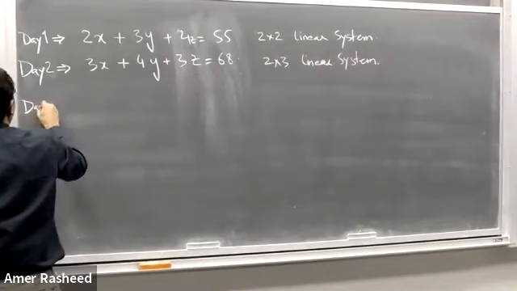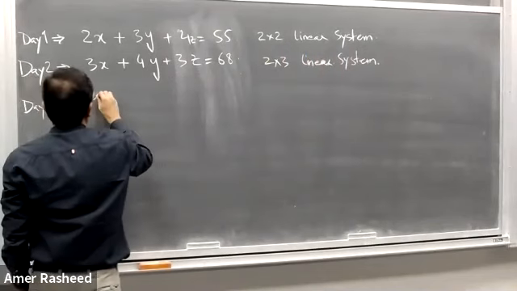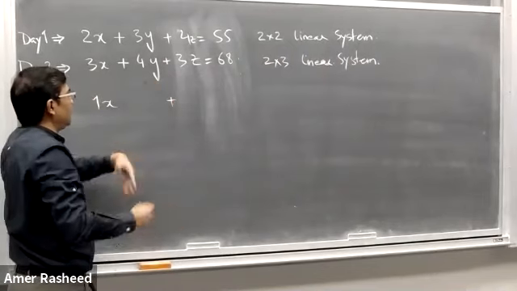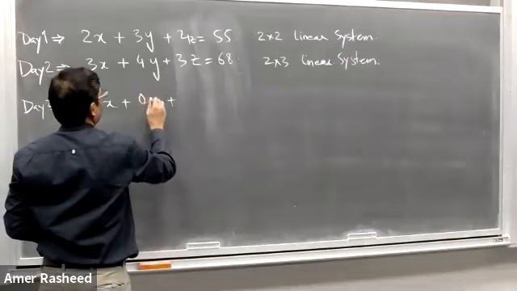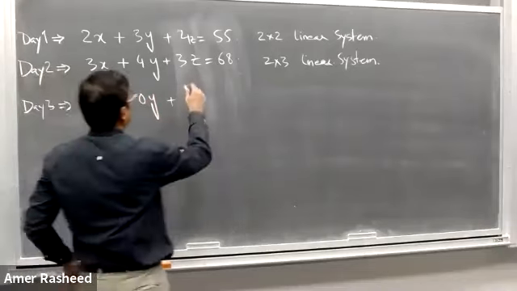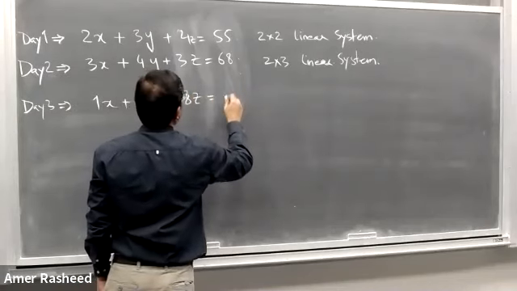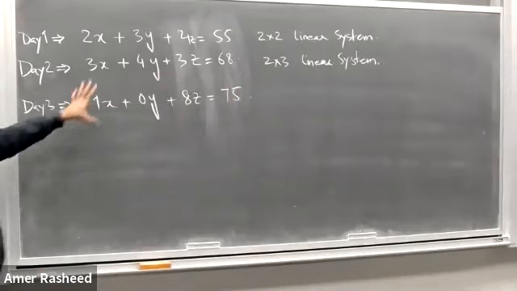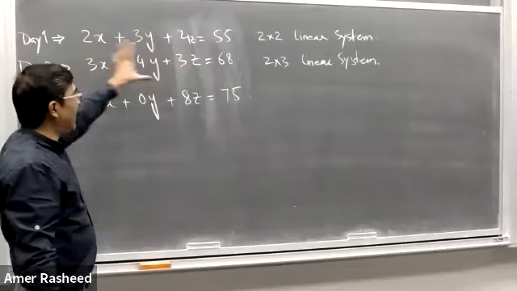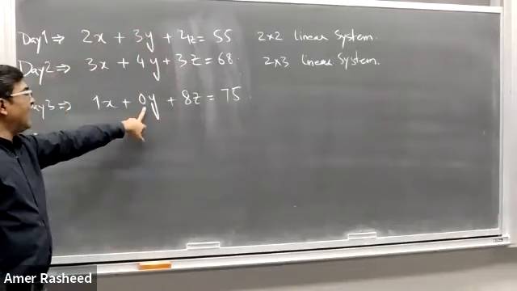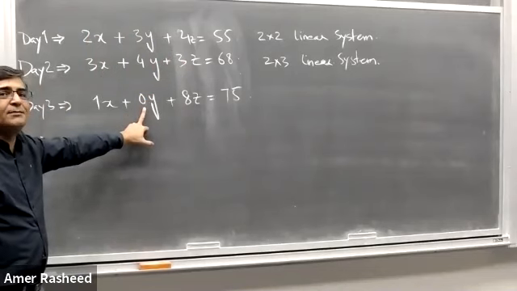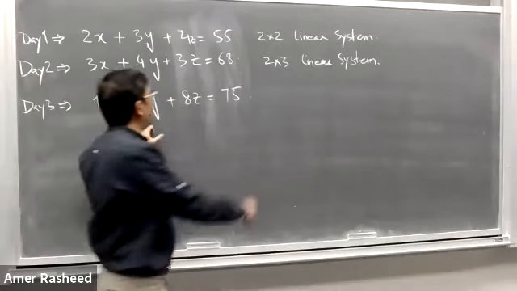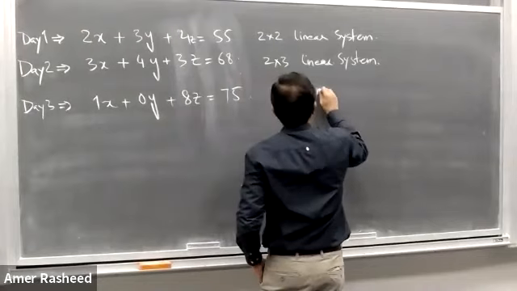If you go another day, day 3, for shopping, you buy 1 banana, you don't buy any apples. This is also possible. You don't buy any apples, so you would have 0y. And you buy 8 chocolates, and he charged you for this maybe 75 rupees. So this is also possible, but you have 3 equations and 3 unknowns technically. The second unknown here, number of apples, is missing here. It means you didn't buy apples that day. So this is a 3 by 3 linear system.